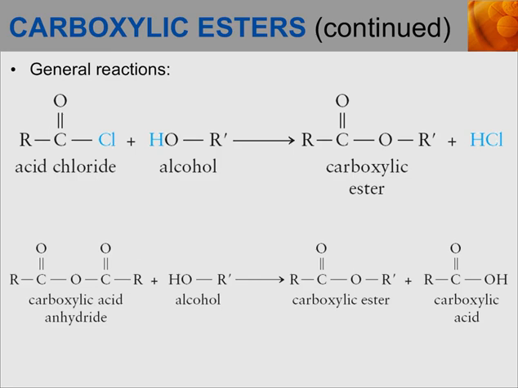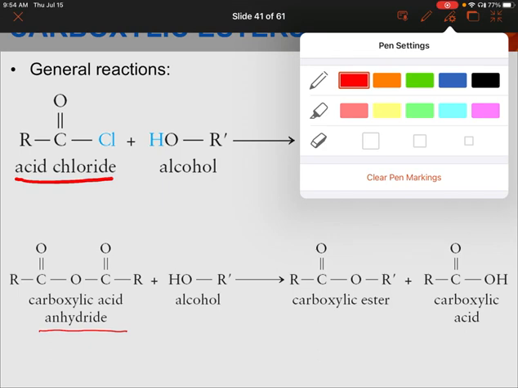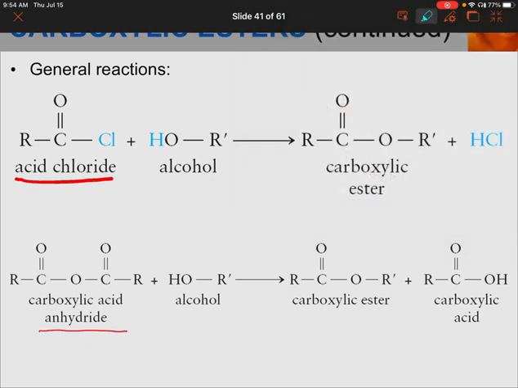So let's look at the general reactions here. Again, we're going to use an alcohol in each reaction, but instead of a carboxylic acid, we're going to use either an acid chloride or an acid anhydride. In the reaction on the top, we're again going to see the carbonyl carbon bond with the oxygen from the alcohol to create our ester linkage. And that's going to create our ester.